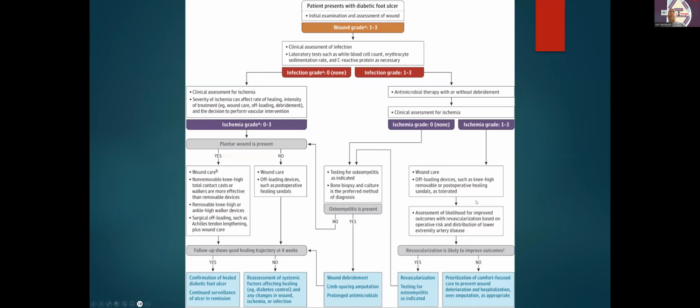Now, the approach would be trying to understand the level of infection or ischemia, and basically trying to grade it. And when there is a plantar wound, whether we should follow up with surgical offloading, or whether we have to go ahead and find out if there is bone infection and osteomyelitis, then we have to do debridement, and obviously control different aspects, including vascular status and options for that.